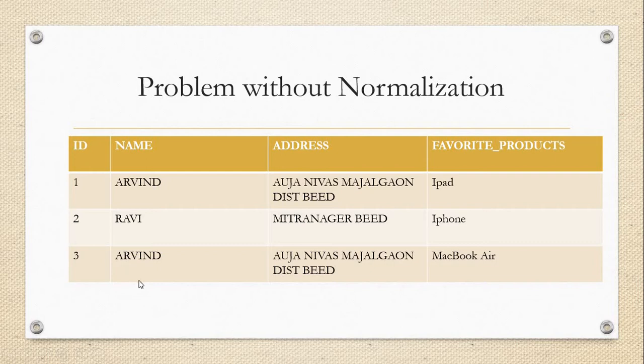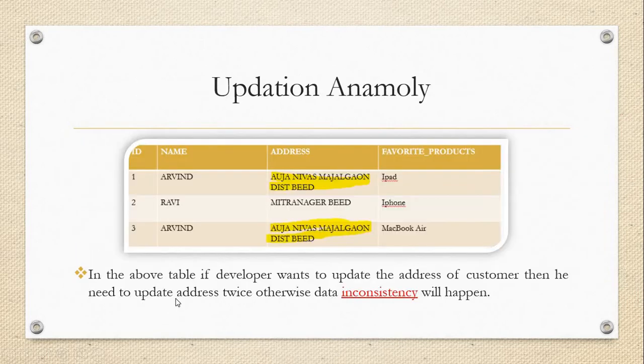If a developer or a user updates the address of that data, then they need to update the address of the other record also. For example, if I am trying to update the address of the data whose name is Arvind, the data will be updated twice. So we get the updation anomaly. In the table, ID is there, name is there, address is there, and favorite product is there. The favorite products are two different ones, iPad and MacBook. So if the user wants to update the address of the customer, they need to update the address twice.